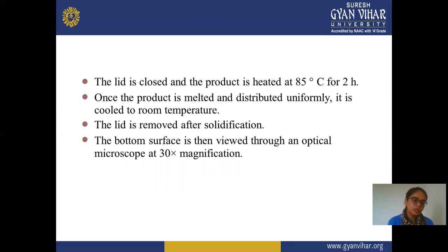First, you remove all the material into a petri dish, and 10 tubes are randomly selected. You completely remove the formulation, and after that you heat for 2 hours at 85 degrees Celsius. After heating, the temperature is lowered and it comes to room temperature. At room temperature, it solidifies, and after solidification, remove the lid and use the optical microscope to check whether any metal particles are present in the formulation. In this, a 30x magnification lens is required for checking these metal particles.